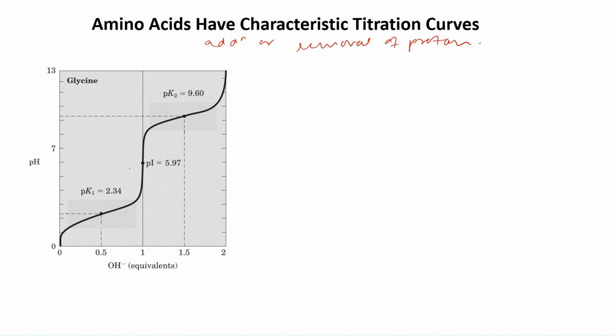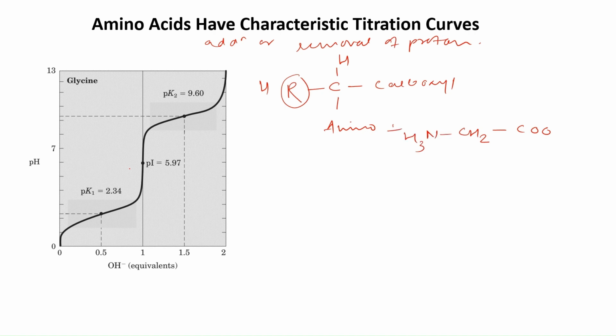Now, the amino acids have a characteristic titration curve. What do we mean by acid-base titration? Acid-base titration means addition or removal of protons. Let's understand this with the example of glycine. When the pH is very low, what is the structure of glycine? One amino end, one carboxyl end, H, and R. In the case of glycine, this R is H. So we can write the structure of glycine as CH2. This is the carboxyl end. This is the amino end.